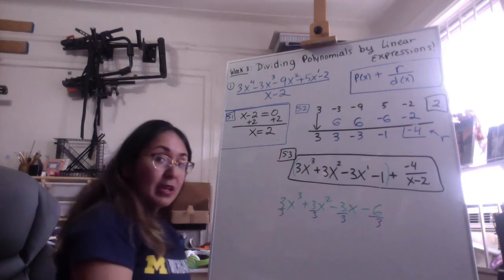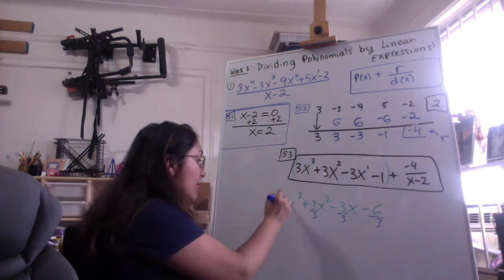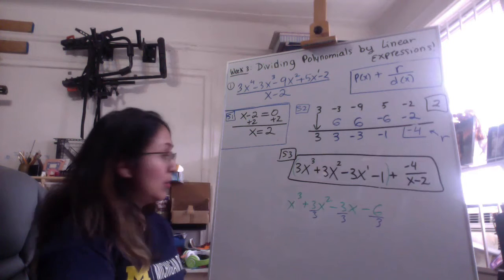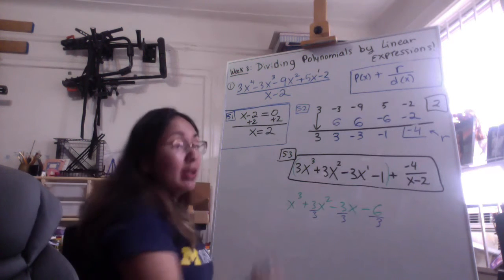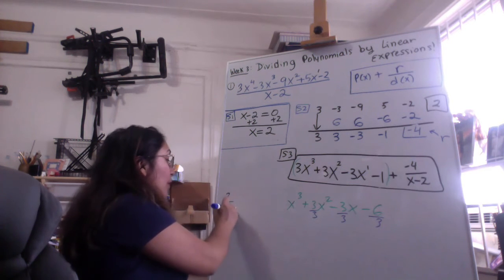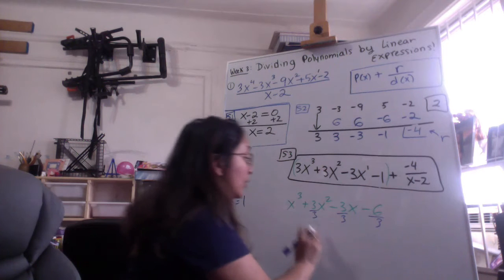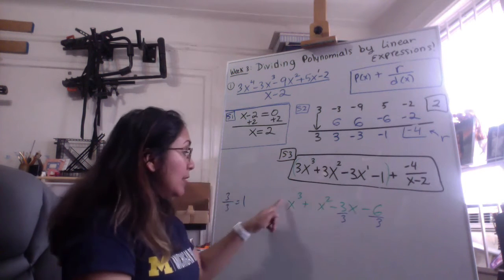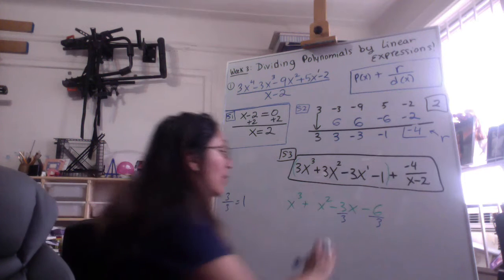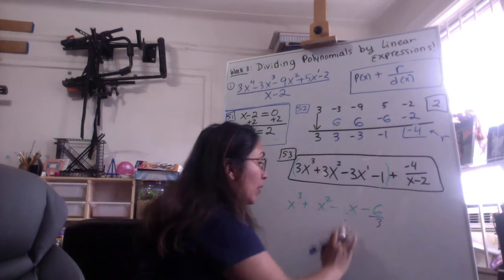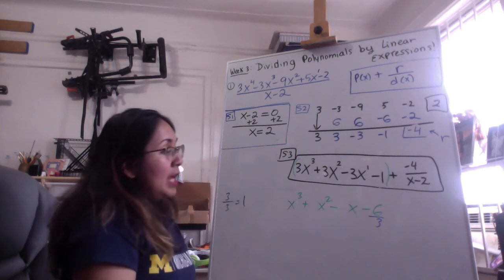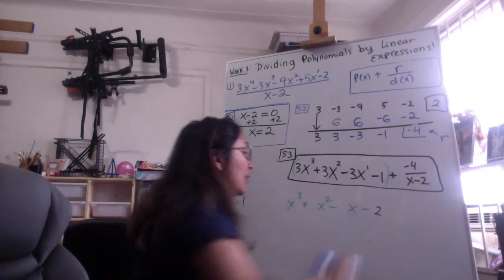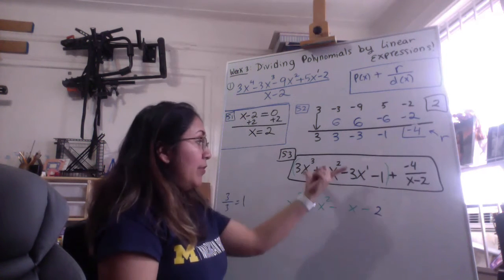To simplify it even further. So 3 divided by 3 is 1, so it goes 1 times x to the cube is just x to the cube. 3 over 3 is 1. Any number divided by itself is equivalent to 1. And 1 times x squared is just x squared. We normally don't put the invisible 1. Negative 3 divided by 3 would be negative 1 or negative x. And negative 6 divided by 3 would be a positive 2. So then this would be the simplified version of the quotient.